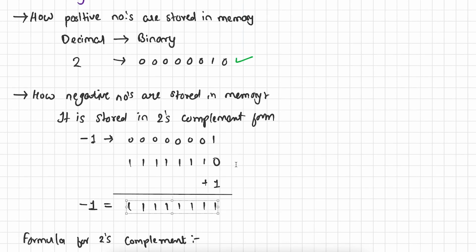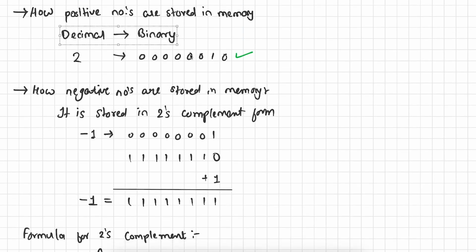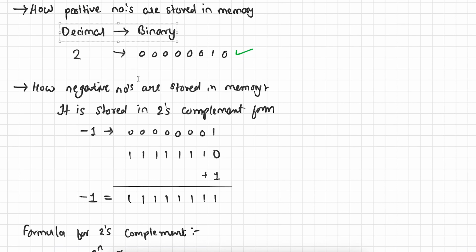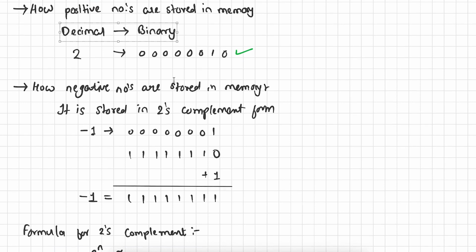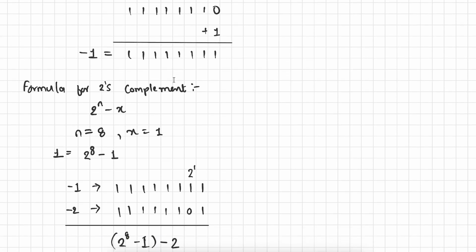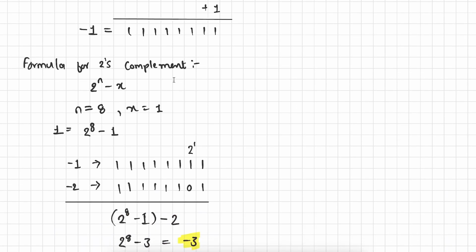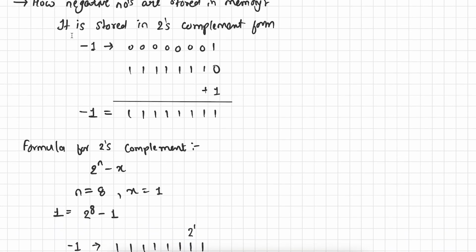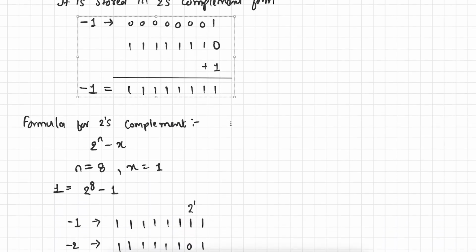It means if you have a positive number, then it simply converts decimal to binary and stores it in the memory. But if you have negative numbers, then it is stored in 2's complement form. So far so clear. Now let's understand the formula for 2's complement. After doing all the process, the formula comes out to be 2^n minus x. It means any number that is stored in 2's complement can be represented using this formula. And what is n here? n is equal to the number of bits and x here is 1.